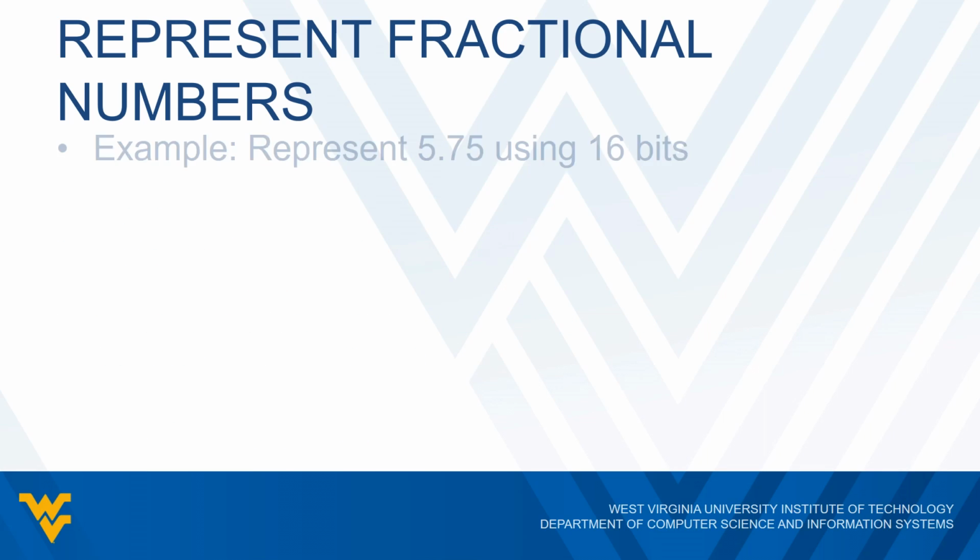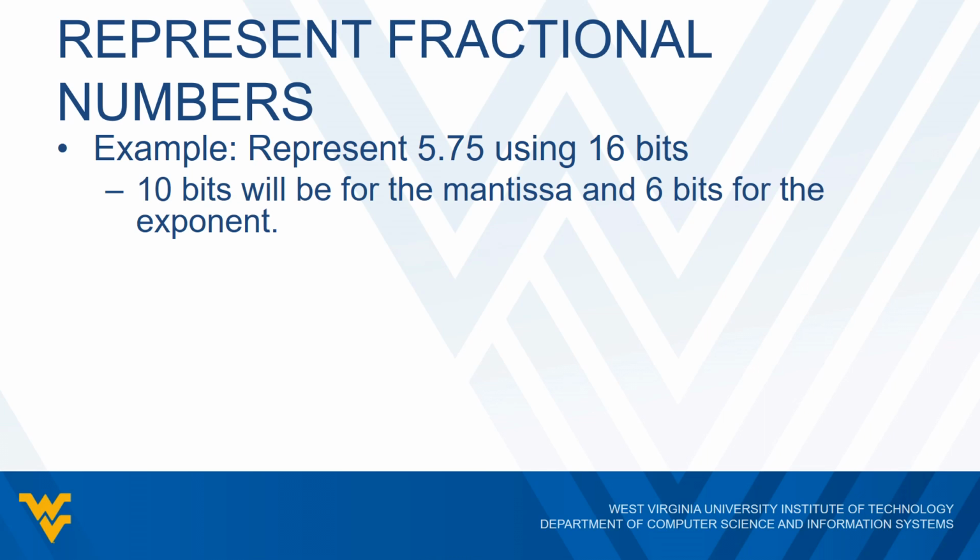For example, let's say we want to represent 5.75 as a binary number, and we'll assume that we'll use 16 bits to represent the number. Here, 10 bits will be used for representing the mantissa, and 6 bits will be used for representing the exponent.